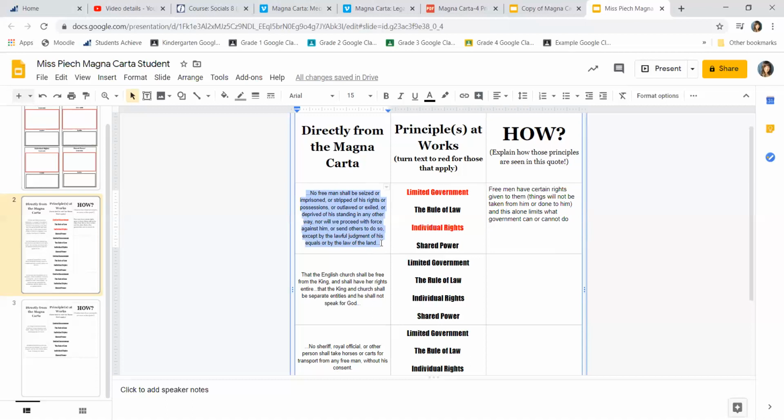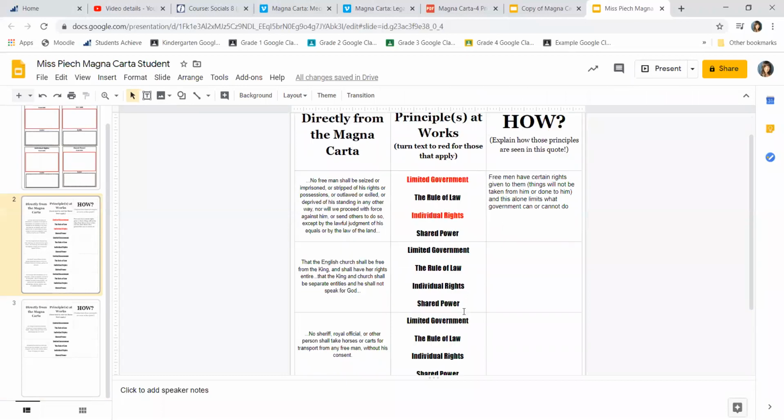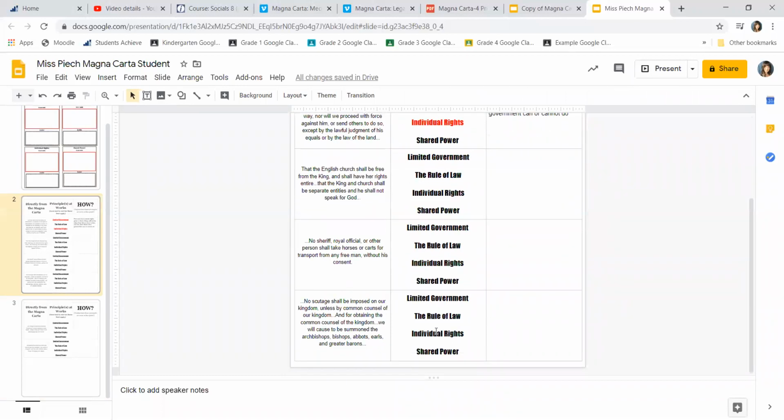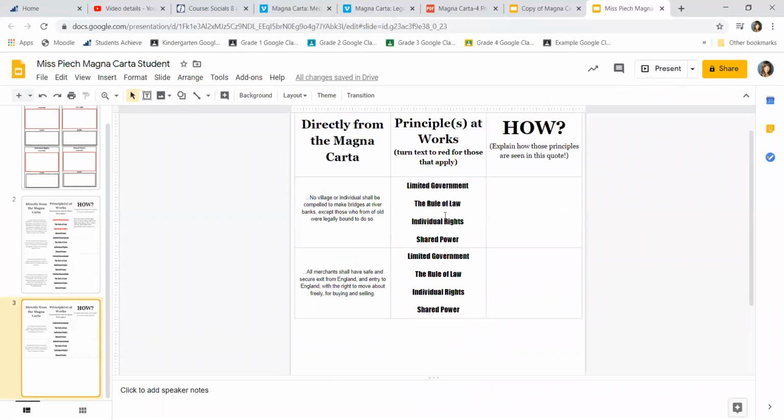All right, so it's really just one sentence, and I'm explaining how this quote, which is directly from the Magna Carta, shows limited government being talked about here. I also see individual rights being talked about here. And so I, in my own words, just write that down. Now you are allowed to copy this. That's not a problem. But what I want you to do is the 1, 2, 3, 4, 5 that I want you to do on your own.